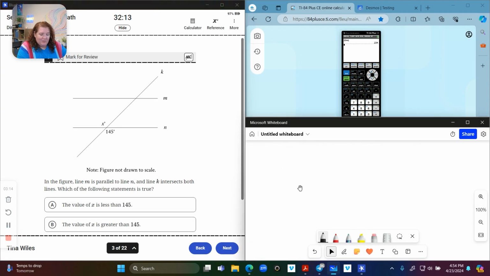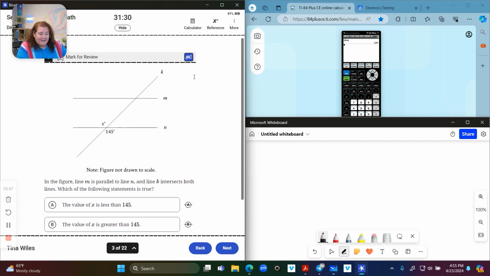Now, number 3 actually moves on to a geometry problem. In the figure, line m is parallel to line n. So these two are parallel. Line k intersects both lines. If you remember from geometry, when you have parallel lines and a line that cuts across them, called a transversal, you end up with some special relationships. Alternate interior, alternate exterior. When you have angles across from each other, they're considered vertical angles, and vertical angles are equivalent. So since this angle is 145, x is going to have to be 145.